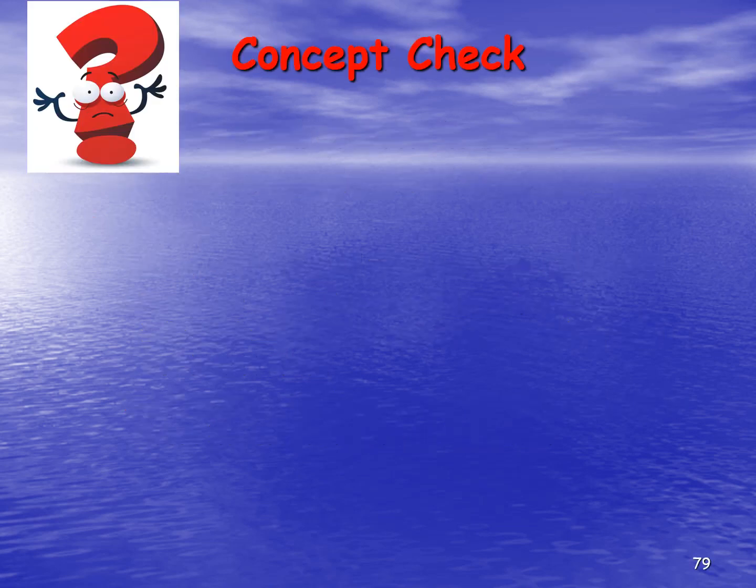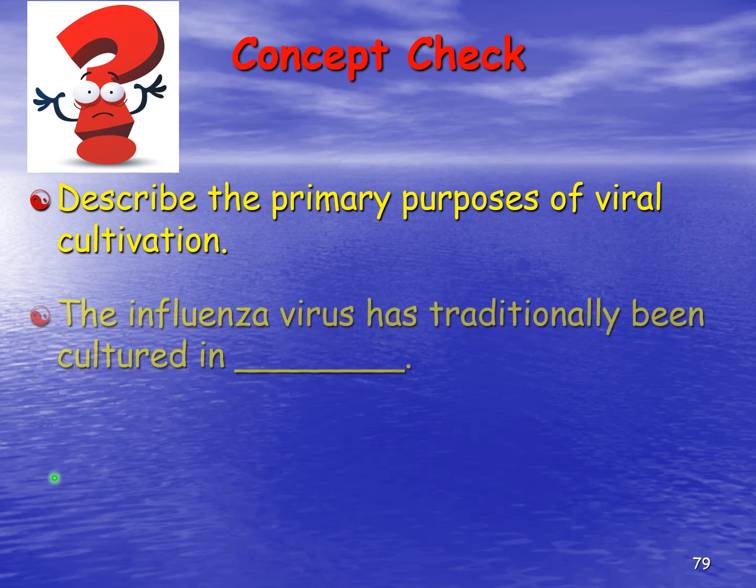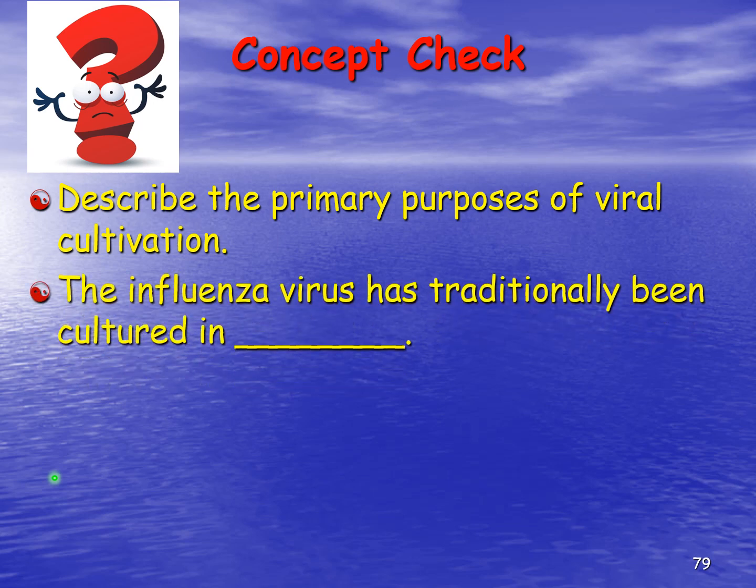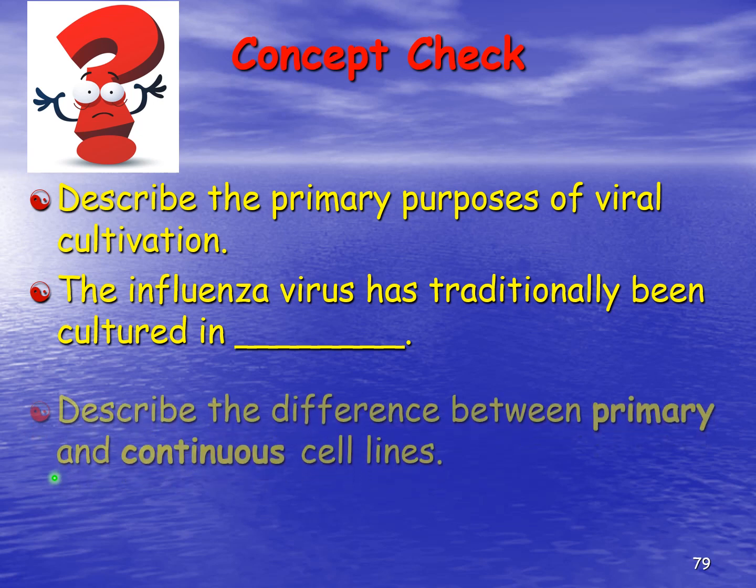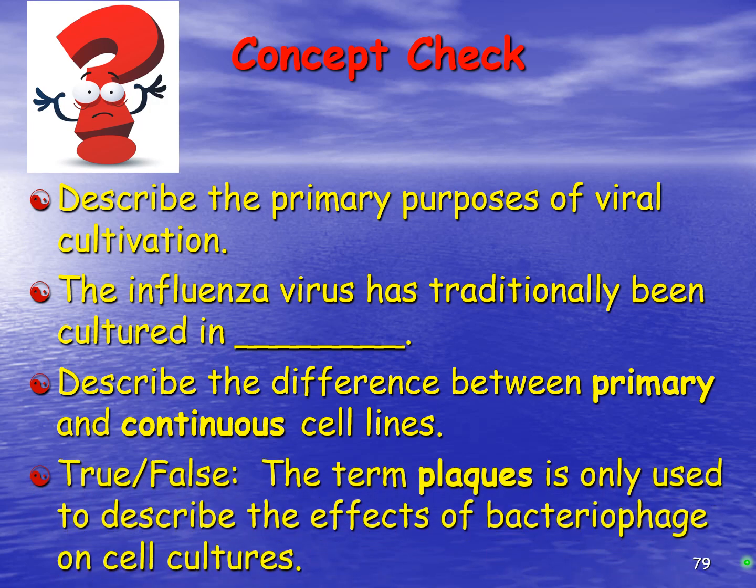So here's our next concept check. Can you describe the primary purpose of viral cultivation? The influenza virus has traditionally been cultured in what? And this is a problem with our influenza vaccine, is that we cannot give the vaccine to certain people that have an allergy to this particular substance in which the influenza virus was cultured. And can you describe the differences between primary and continuous cell lines? And true or false, the term plaques is only used to describe the effects of bacteriophage on cell cultures.